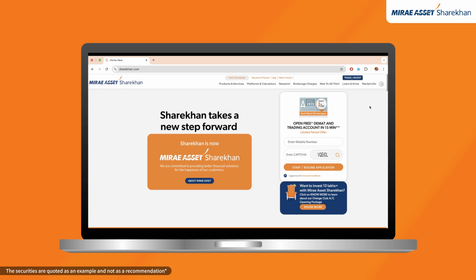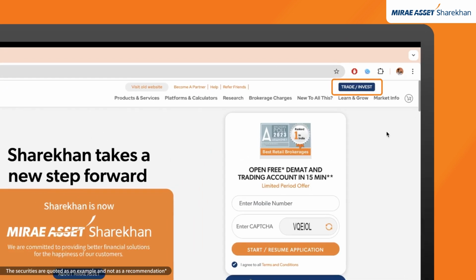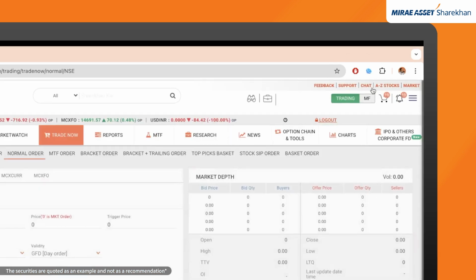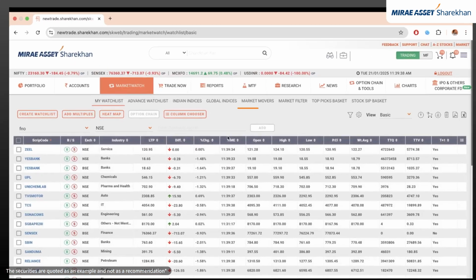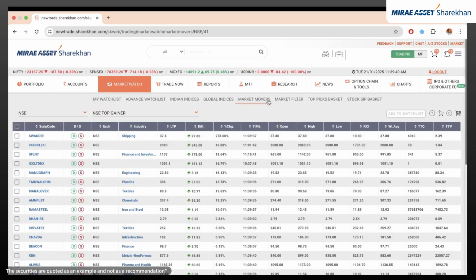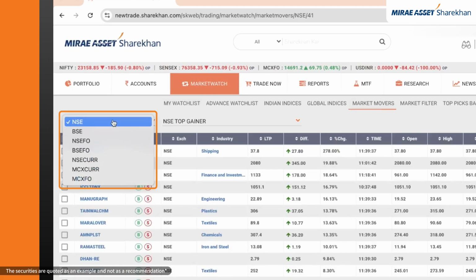Market Movers equips you with a single window market scan. Go to Trade Invest. In Trade Invest, go to Market Watch, and from there you can go to Market Movers. You can scan stocks based on exchange like NSE, BSE, NSE FNO, NSE Currency, and so on.